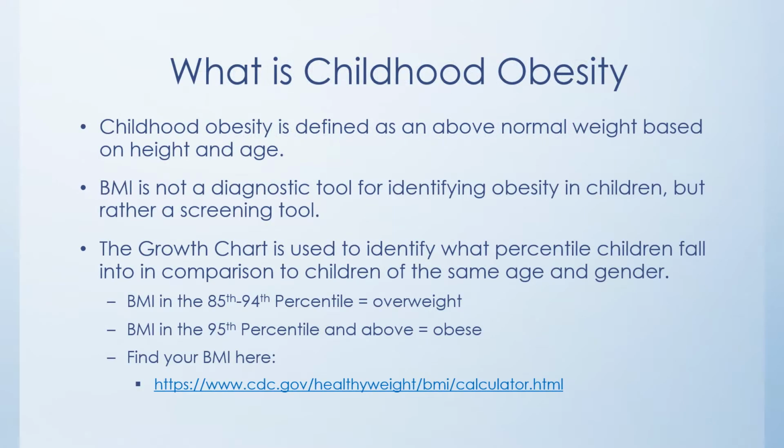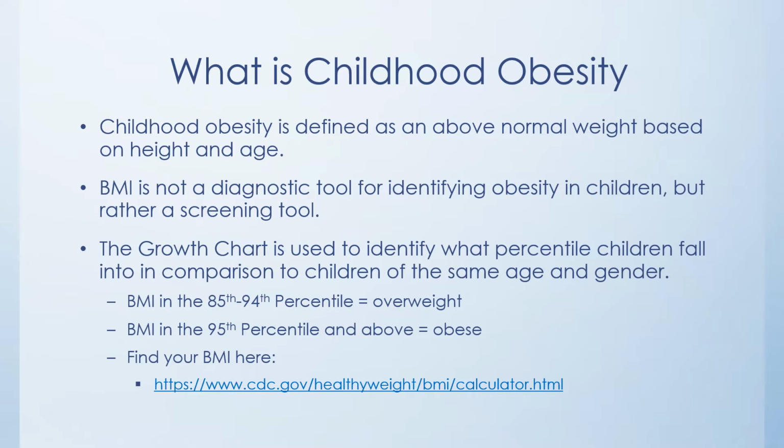So what exactly is childhood obesity? Childhood obesity is defined as an above normal weight based on height and age. BMI is not really a diagnostic tool for identifying obesity in children, but rather a screening tool. Children are still growing and getting taller, so BMI is a harder thing to use, but they do use the growth chart, and the growth chart is good because it can identify what percentile children fall into when they're compared to their peers, someone of the same age and gender.